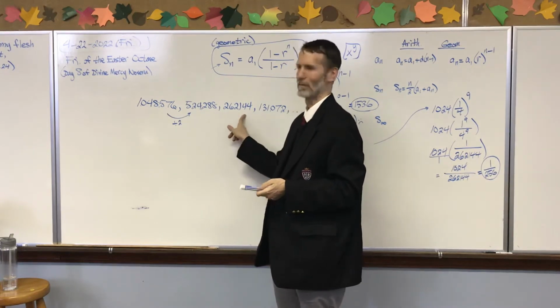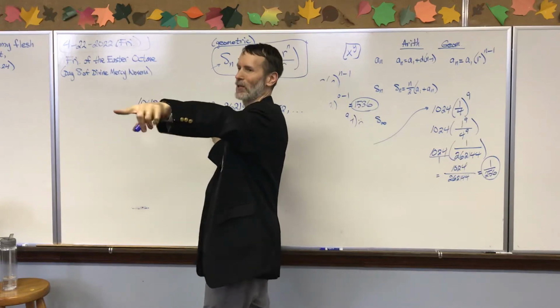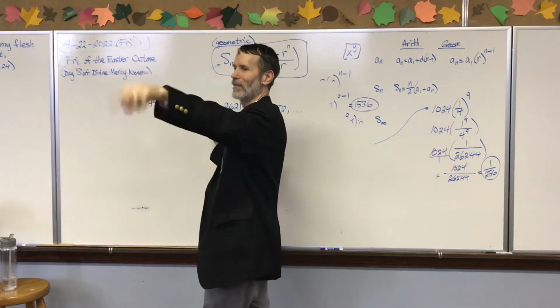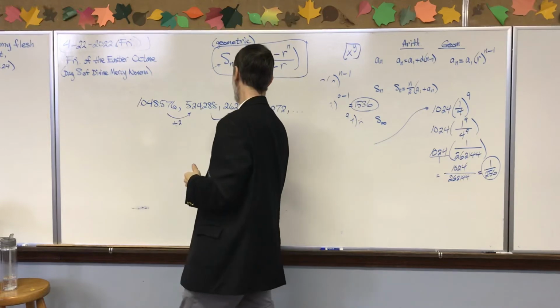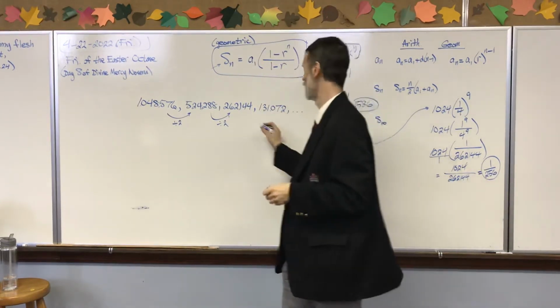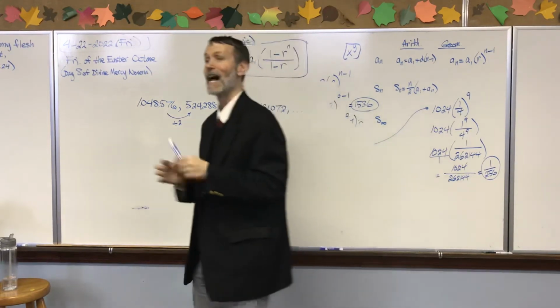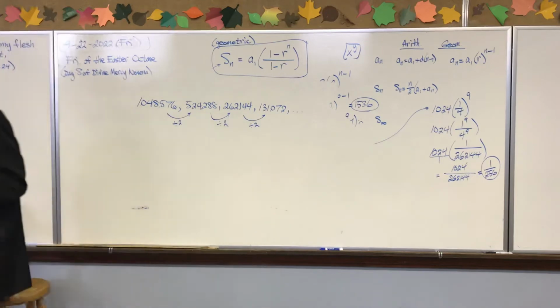262,144. Yes, that's how you check. Try it again, do you have that on screen still? Hit divide by 2 again. 131,072. Got it. In other words, does this look good? Yes. Arithmetic, geometric, or neither?